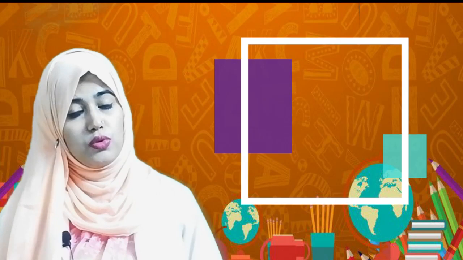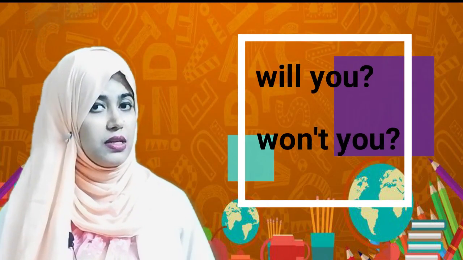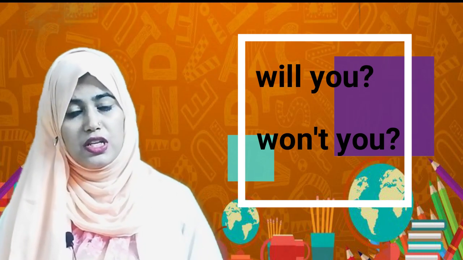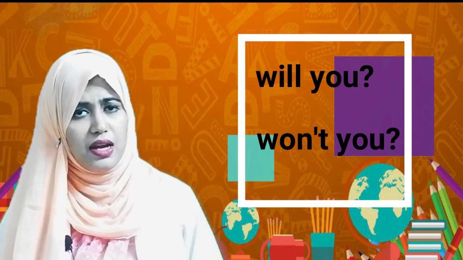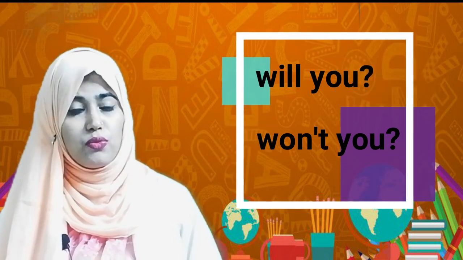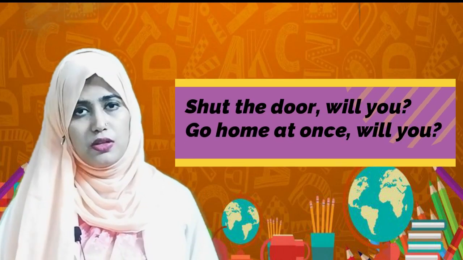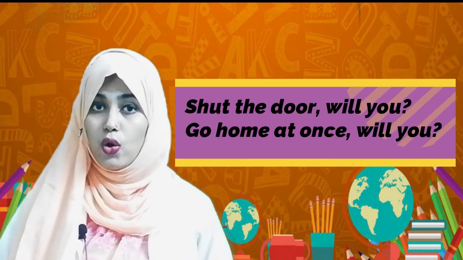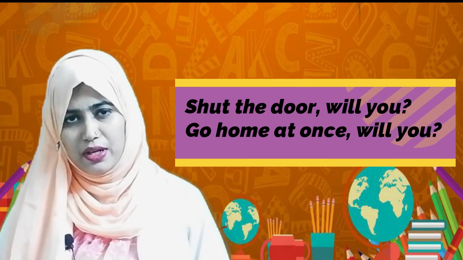There are two tag questions for imperative sentence. One is will you and another is won't you. Won't you is for any kind of request or invitation. That is, it's a kind of polite request. And will you suggests an order or command. Okay? For example, shut the door, will you? Go home at once, will you? This is a kind of command.